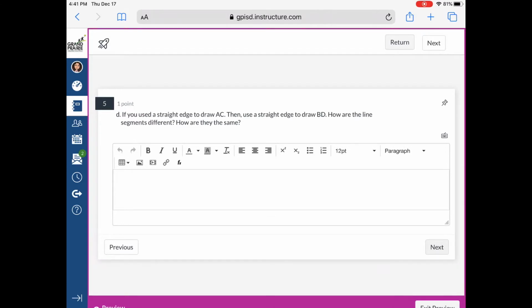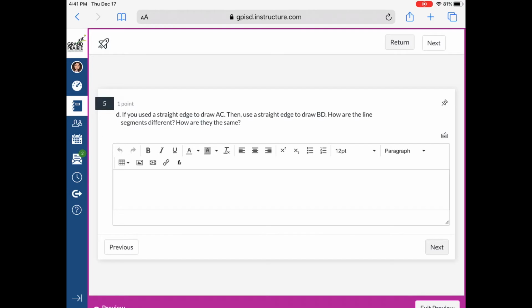Very good. Here's the next point. If you use a straight edge to draw line segment AC, remember we name a line segment with 2 points, then you use a straight edge to draw another line segment connecting points B and D. How are the line segments different and how are they the same?